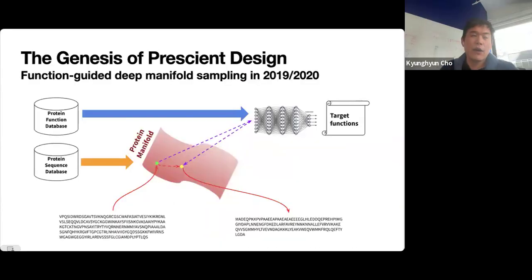And that's exactly how we started Prescient Design. So Prescient Design started as a spin-off from NYU. And already in 2019 and 2020, the two other co-founders and I, Richard Bonneau, Vladimir Gligorijevic, and I, were working on what we call function-guided deep manifold sampling. So we use a massive amount of proteins that were explored by evolution, stored in the protein sequence database, to train a denoising autoencoder to capture the protein manifold. And then we explore over this protein manifold guided by the function classifier.